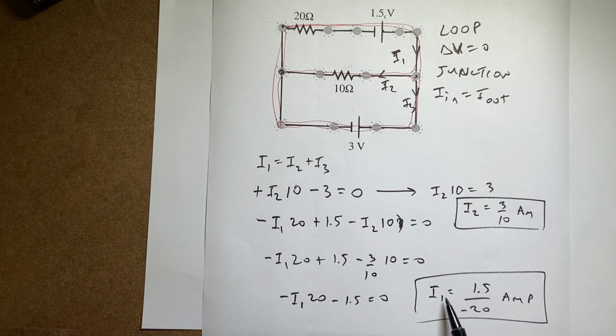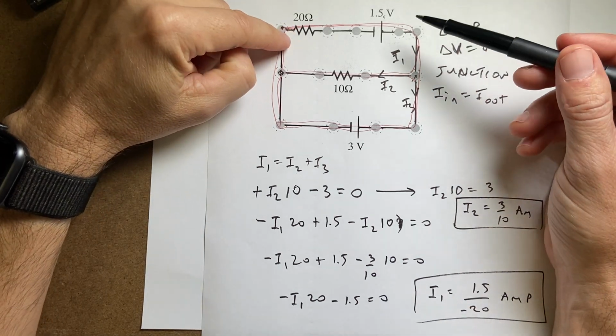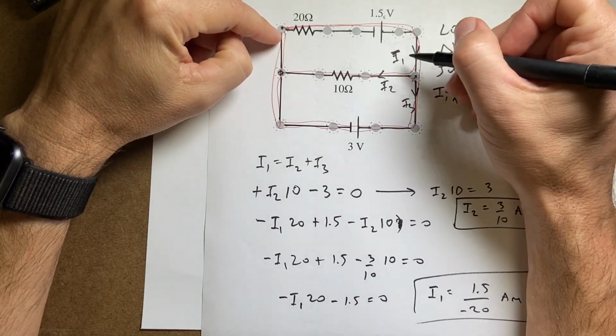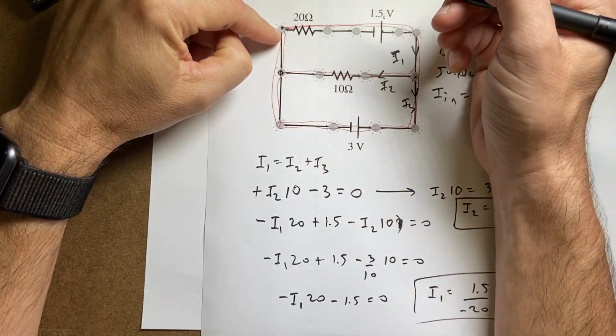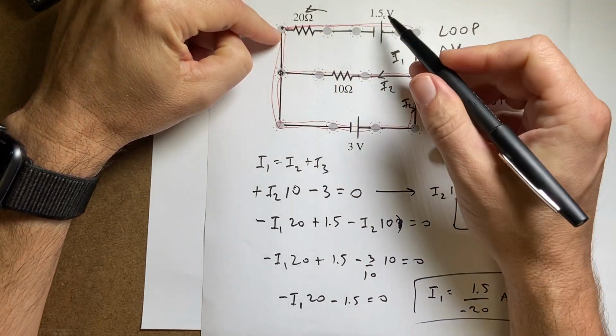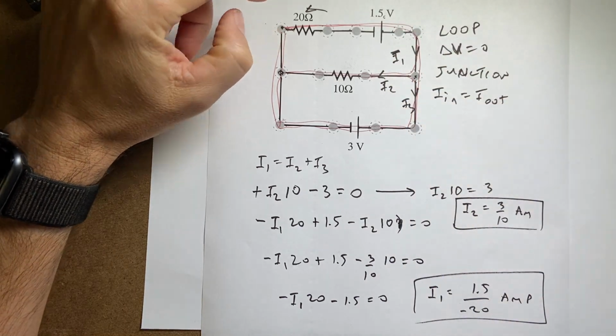So this is negative, right? That means that I got this backwards. So in fact, the electric current is actually going this way. So this battery is actually getting charged. But that's it. I'm done.